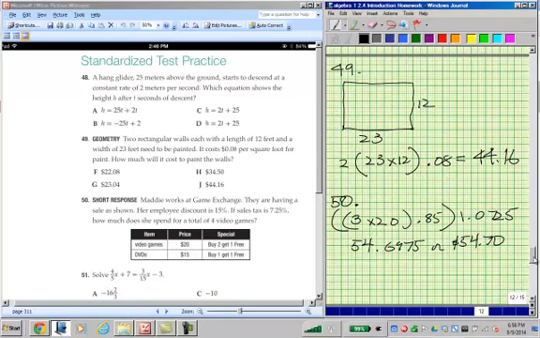49. Okay. Geometry. 2 rectangular walls, each with a length of 12 feet and a width of 23 feet, need to be painted. It costs 0.08 per square foot. Now this is just straight multiplication. 2 times 23 times 12 times 0.08, $44.16. That's it.